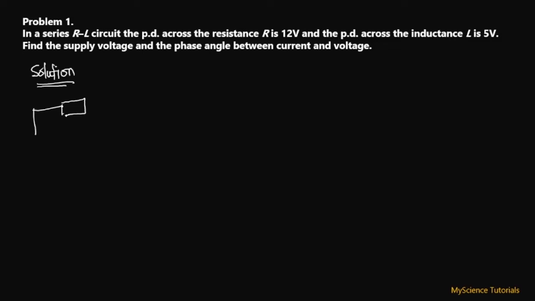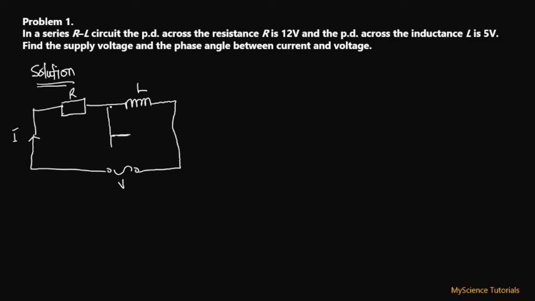So we have a resistor R over here, and then we have an inductor L over here, and this is connected to an AC source that has an applied voltage and a current. And then we are saying that the voltage across the resistor is 12 volts. So over here, VR is equal to 12 volts, and the voltage across the inductor, which is VL, is equal to 5 volts.